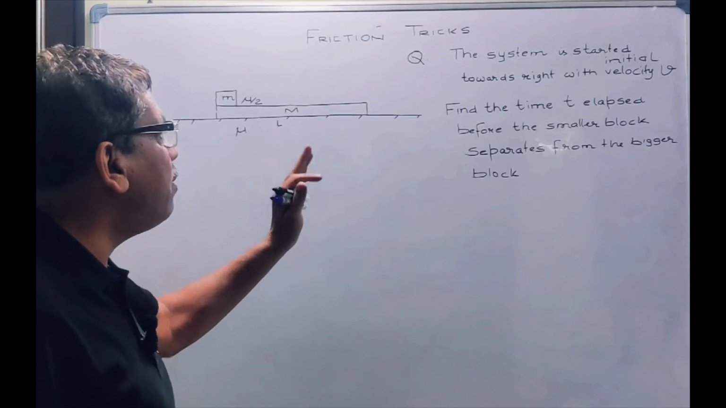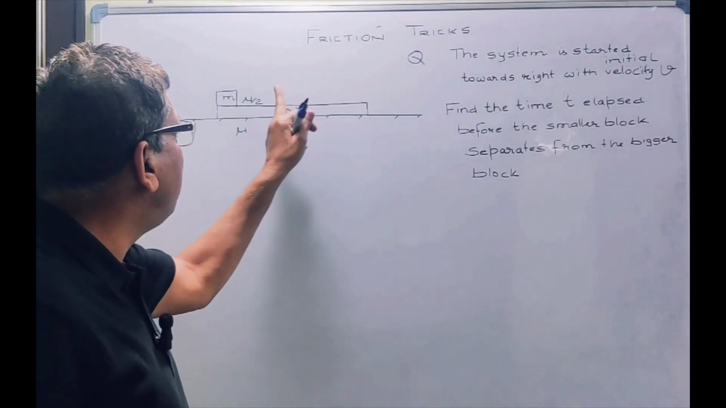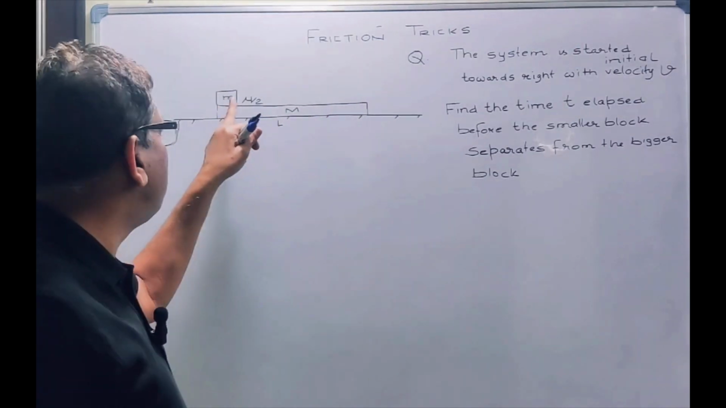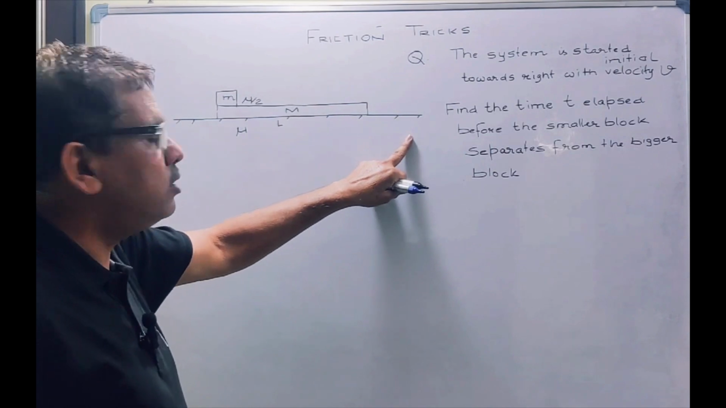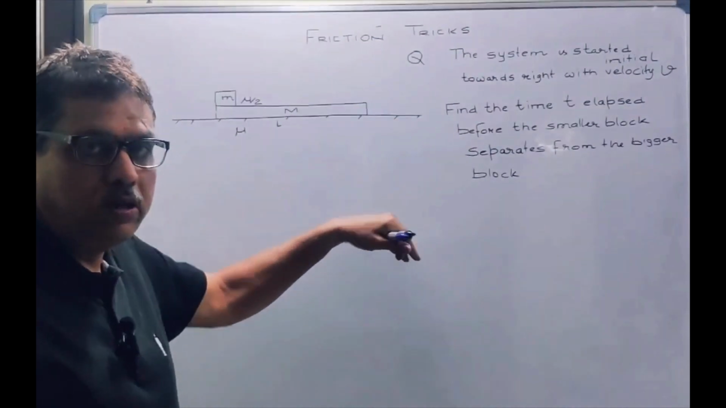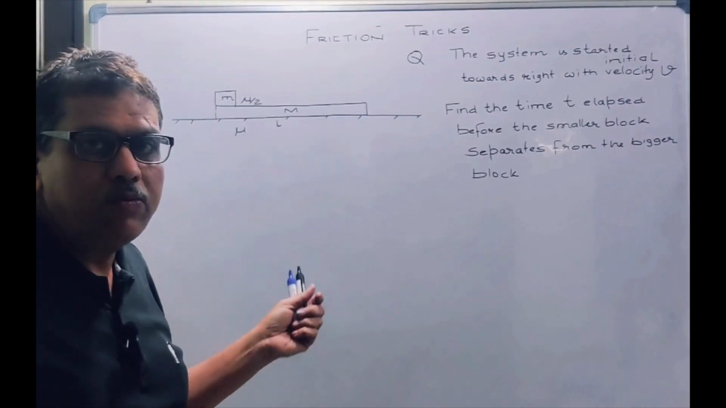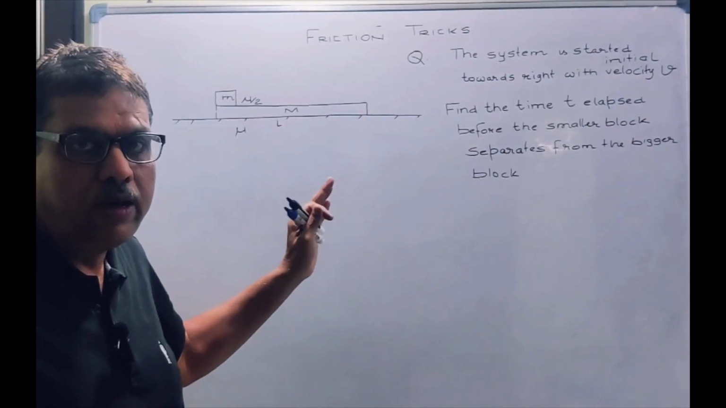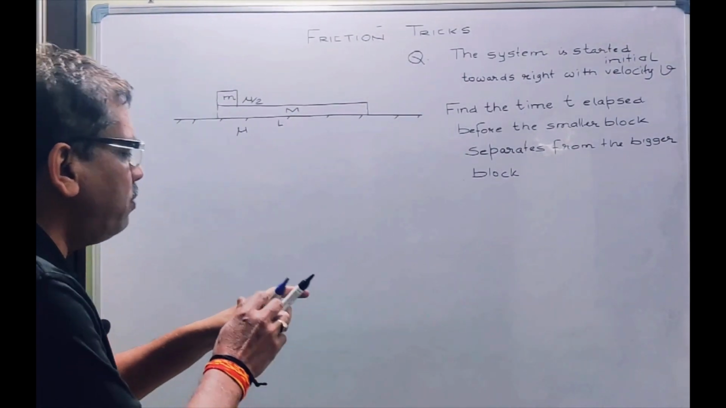With time, what will happen? After some time, this block will fall down. This will be accelerated more, it will be accelerated less. So with time, this block will come to the right side and fall off the plank on the right side. So let us find out what time it will take to separate from the plank, the smaller block, what time it will separate.